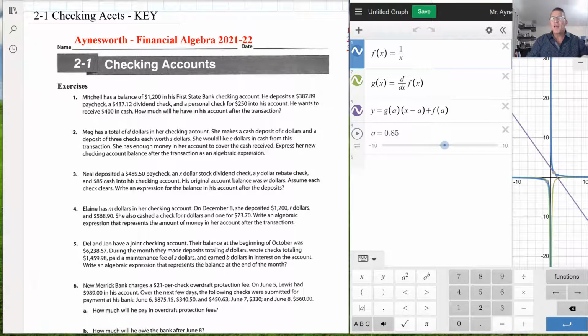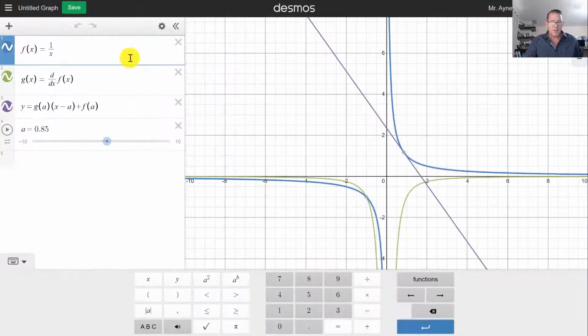This is Mr. Aynesworth, and I'm going to be helping you out here in Chapter 2, Section 1 in Financial Algebra. We're going to be talking about checking accounts and the basic things about checking accounts here. So let's get organized first. Get your workbook out, obviously, and let's go into Desmos. We're going to use this online calculator to do all the arithmetic, even though it's extremely basic, only adding and subtracting. In checking accounts, we're going to record all our work.